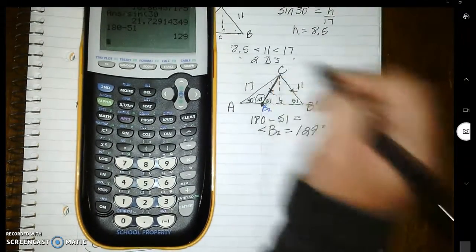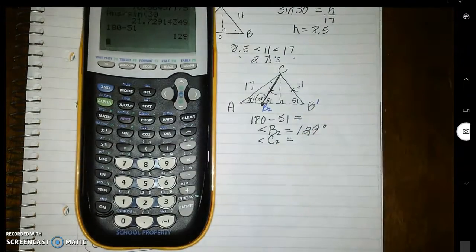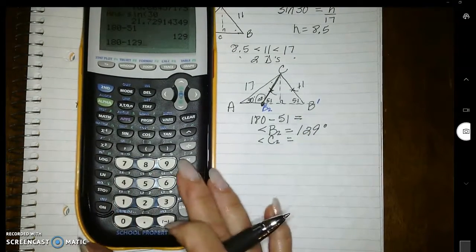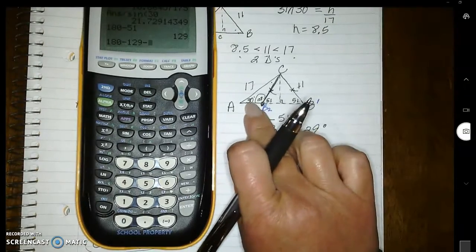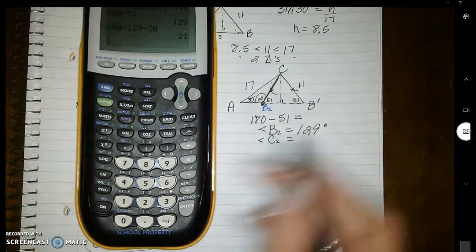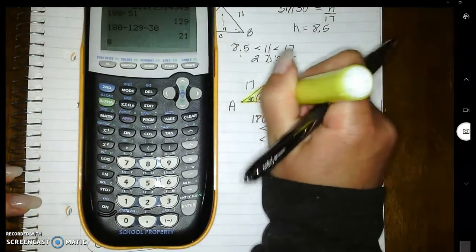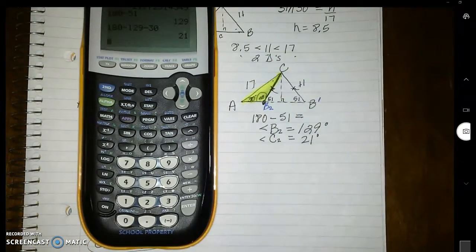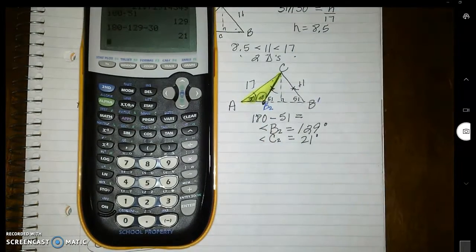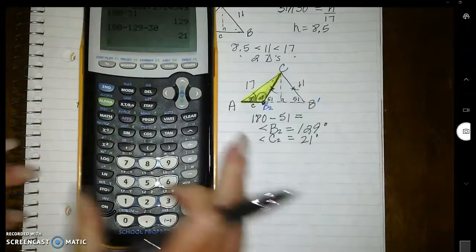Now that I know that this is 129, I can go find the third angle, angle C. So angle C is going to be 180 minus 129 minus this 30 degrees. And so I get 21 degrees. Keep in mind, this is the triangle we're using: this 30, this 129, and then that angle. And now I just need to find this missing side right here.